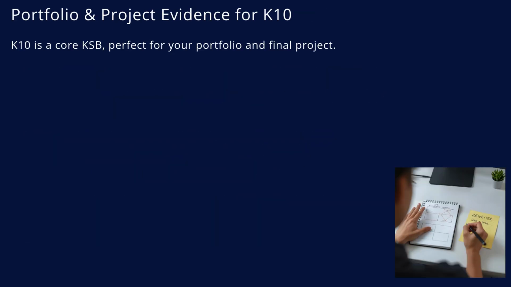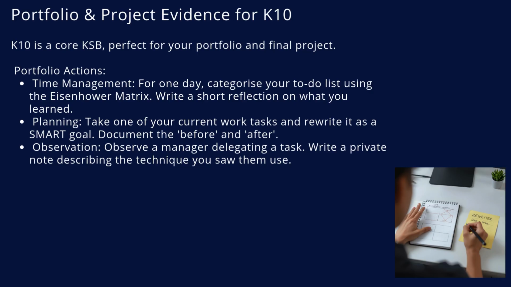Okay, let's turn this theory into tangible evidence for your portfolio and final project. These are skills you can practice every single day. Here are 3 simple actions to get you started. For time management, spend 1 day sorting your tasks with the Eisenhower matrix and reflect on it. For planning, rewrite a current task as a SMART goal and document it. For observation, watch a manager delegate a task and make a note of the technique they used.